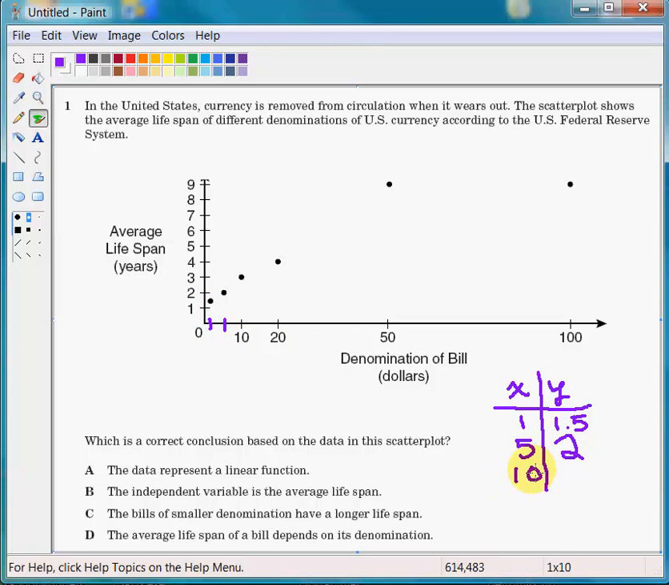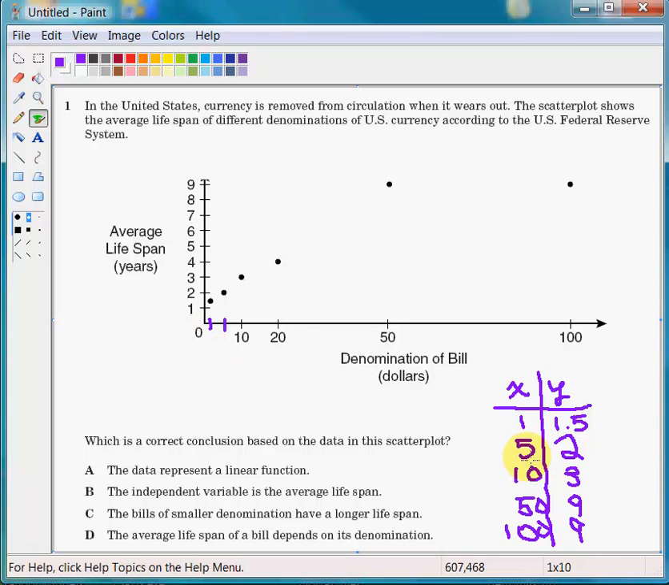The 10 about 3. The 50 looks like about 9 years. And the 100 again looks like 9 years.